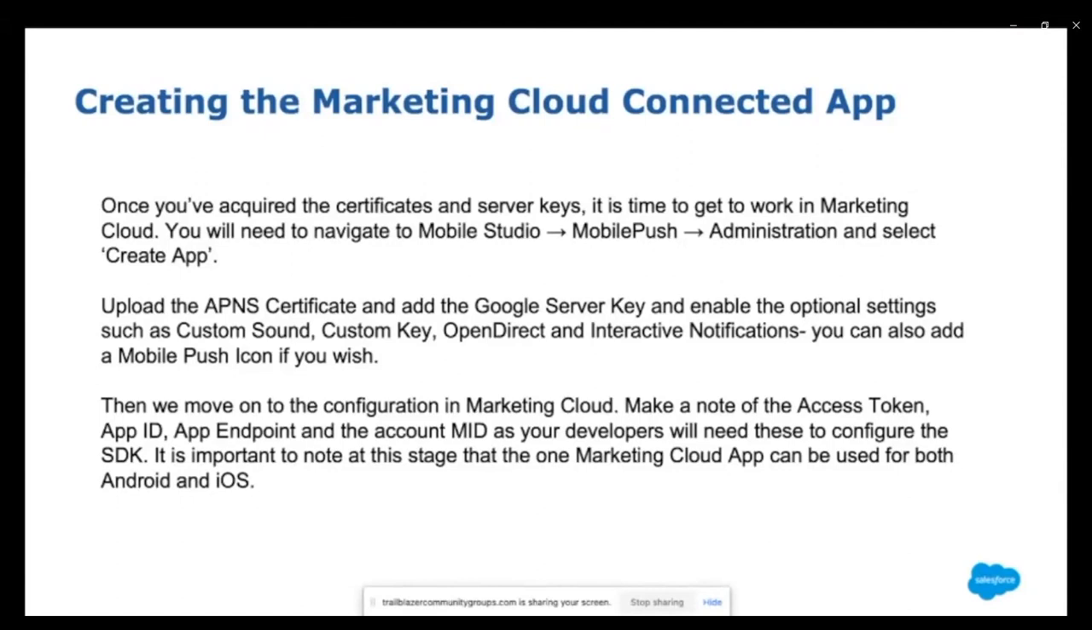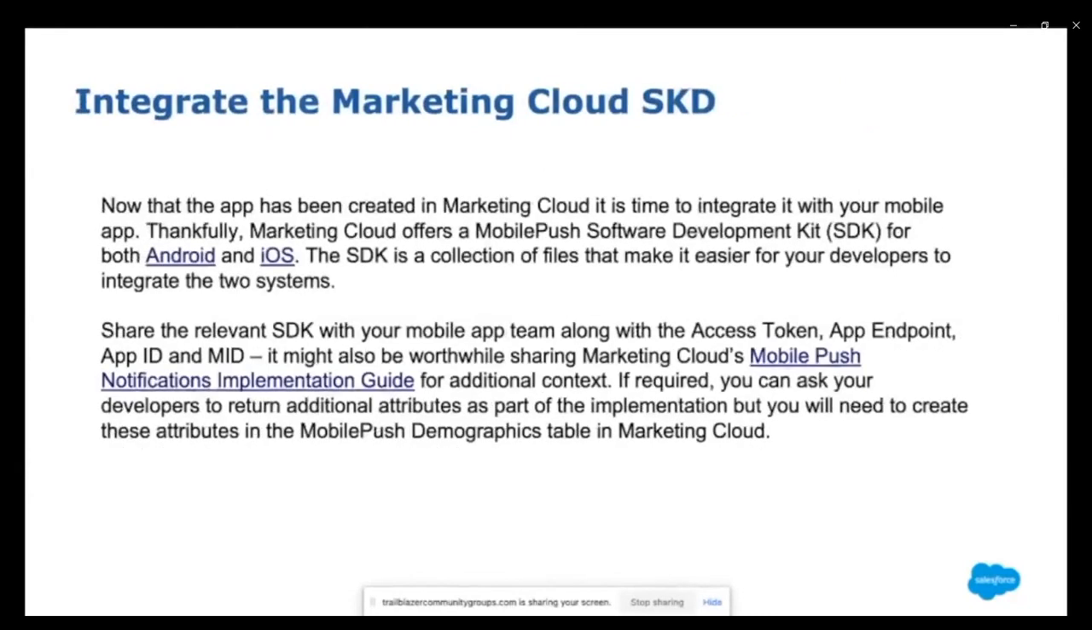For iOS, we need the P12 or P8 certificate, but for Android, you just need to take the Firebase ID. So automatically it will give you a complete provisioning, and then we will get the respective endpoint details about auth and details about the application. Once that is done, we just need to start the integration with the Marketing Cloud SDK.